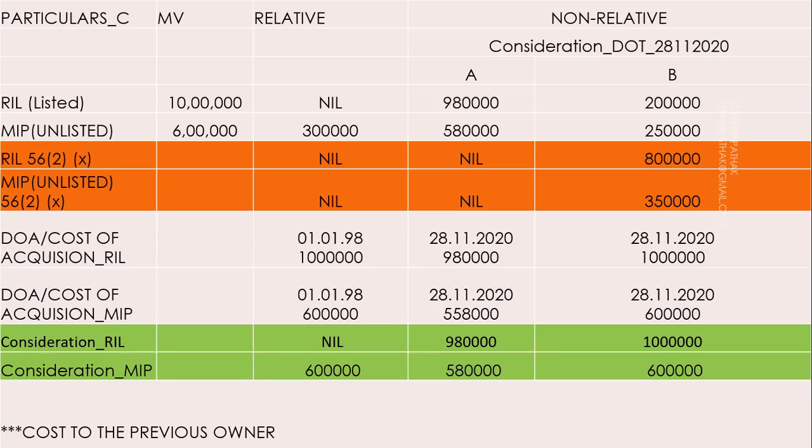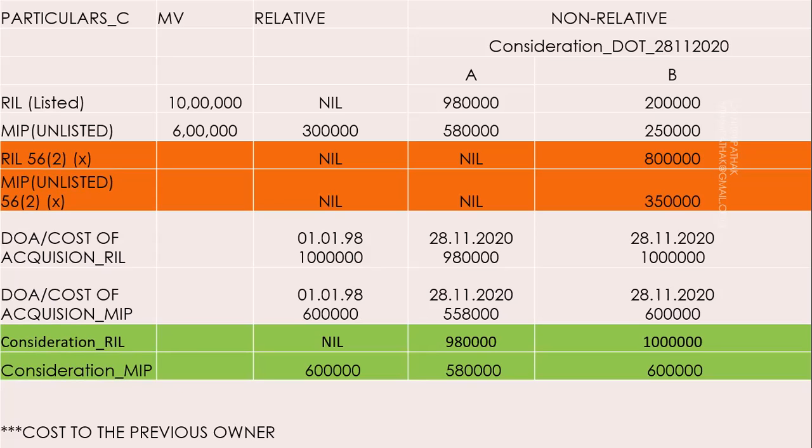MIP unlisted, fair market value 6 lakhs, and I sold it for 3 lakh. So 56(2)(x), the gift is not considered. For the purpose of cost of acquisition, it would be considered as 6 lakhs in the hands of my relative, and for my sale it would be considered as 6 lakh, as I have not done it at fair value.